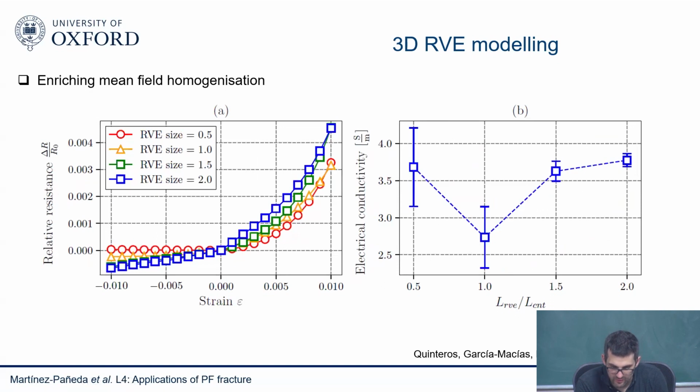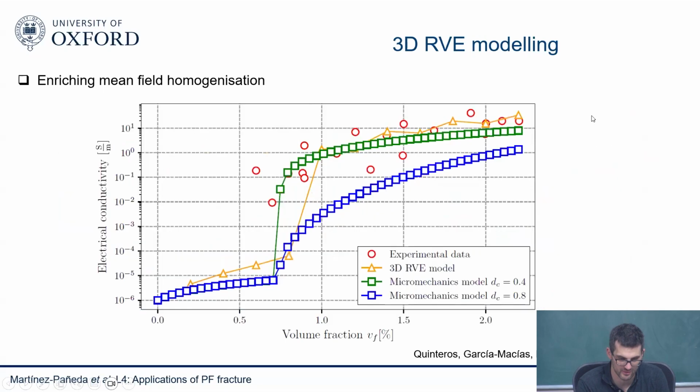And eventually you get the same here. So this is the length of the RBE versus the length of the carbon nanotube. Again, there's a lot of scatter at the beginning, but eventually you converge to something. I think that's the idea. So these are heavy calculations. But this is the most interesting thing.